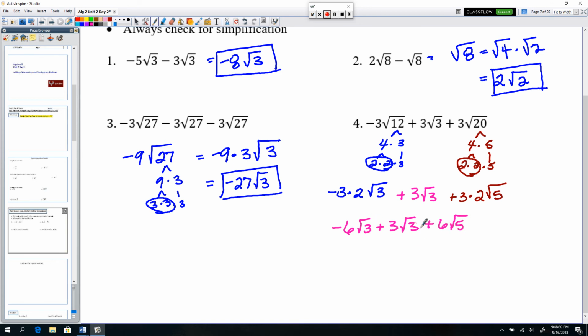Since we have square roots of 3 here, those can be combined. So we can have negative 3 square roots of 3. But this square root of 5 is not the same as the others, so it doesn't have any friends to combine with, so we'll just bring it down as is. There's nothing more to simplify there or combine. So we have negative 3 square roots of 3 plus 6 square roots of 5 is the simplified version of this problem number 4.